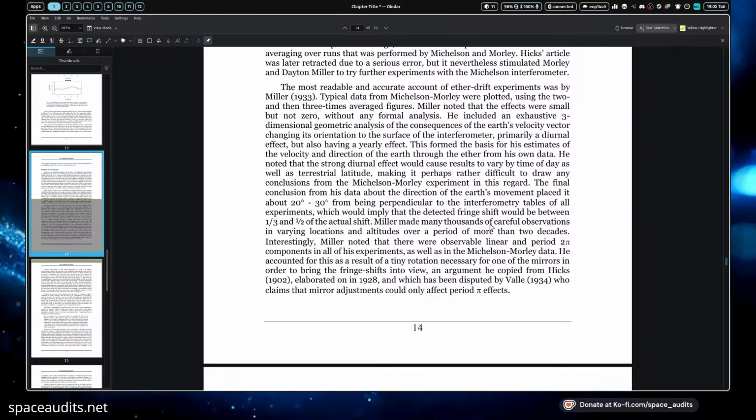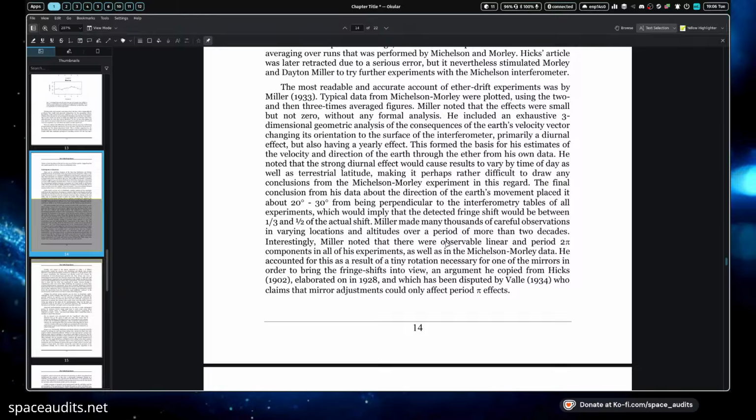Miller made many thousands of careful observations in varying locations and altitudes over a period of more than 2 decades. Altitudes. Thank you. What did I say? That's the second time you said latitudes. Yeah, I read locations as latitudes. Anyway, varying locations and altitudes over a period of 2 decades.